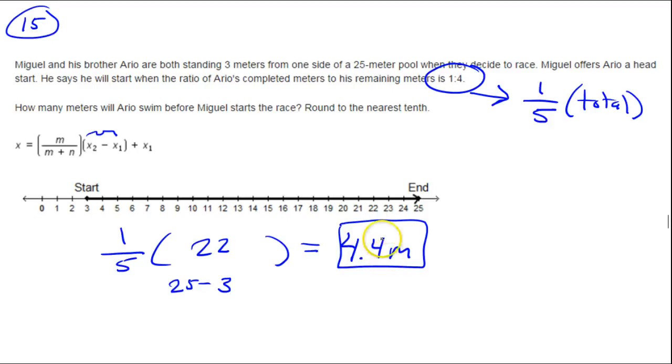If we wanted to find out exactly where that would be, of course, we would just take the starting point of 3 and add 4.4 meters to that. So that would be 7.4, but that's not the answer. They just wanted to know how far he would go. He would be about here, 7.4, and then Miguel would take off. But he will go 4.4 meters. That's how much of a head start he gets.